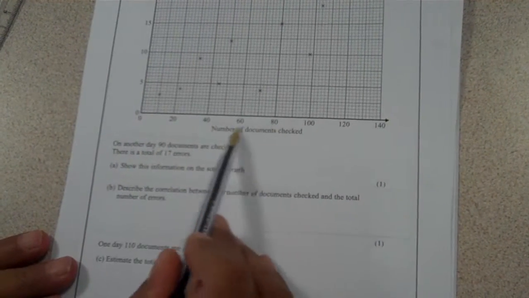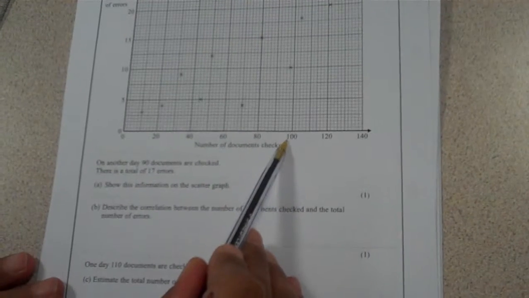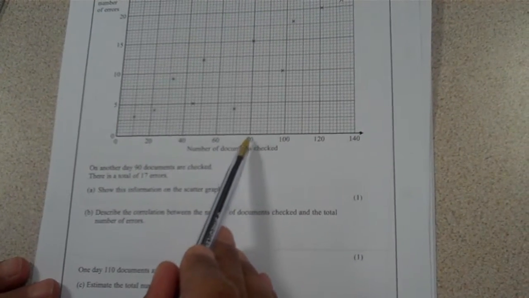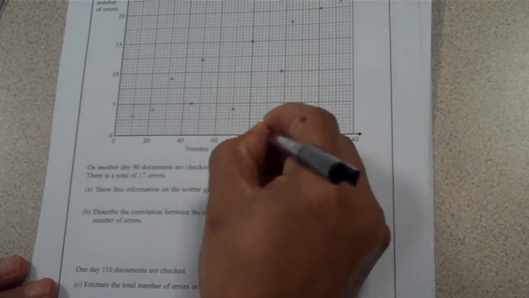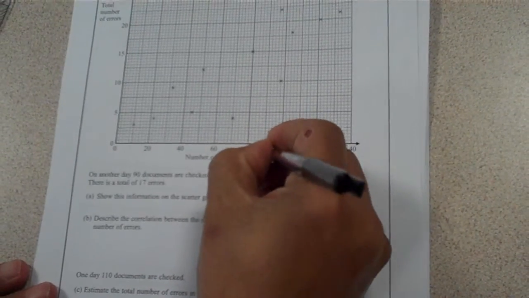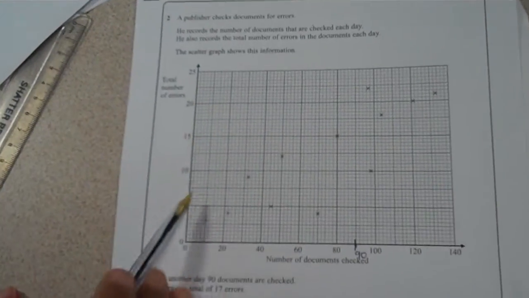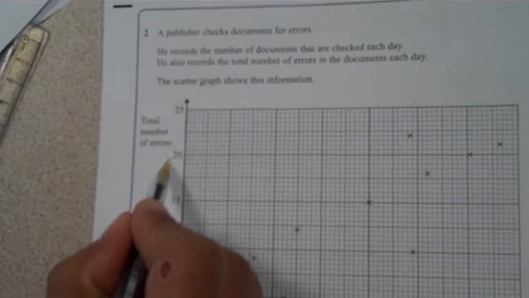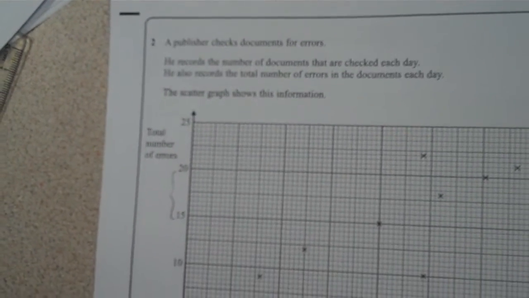Right, let's see how we can tackle this question. First, they say another day 90 documents are checked. These are documents, so we check the document horizontal line. 90, we can see here 80, 100, then halfway is 90. Then we write down 90 here. There is a total of 17 errors. Then errors is the vertical line. 17 is somewhere between 15 and 20.